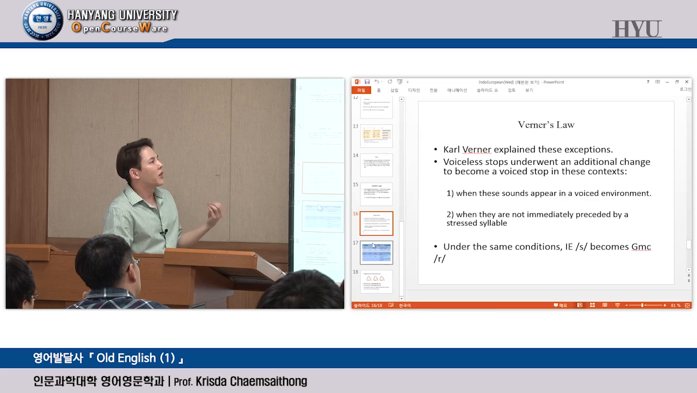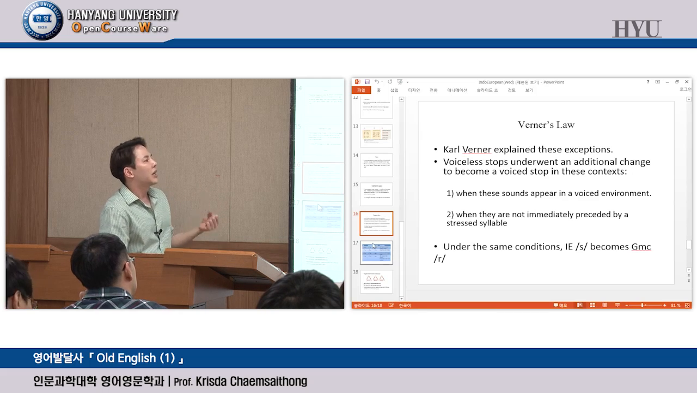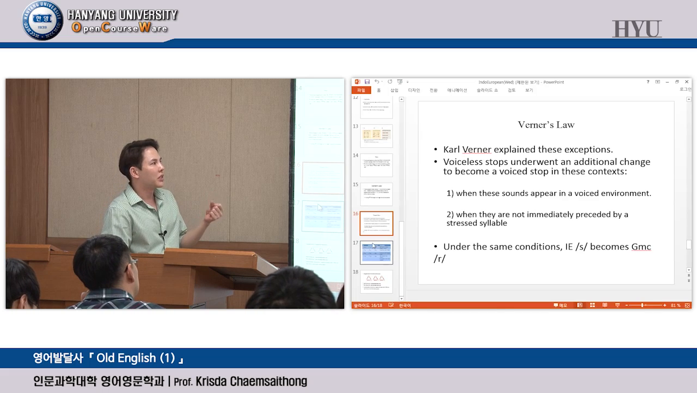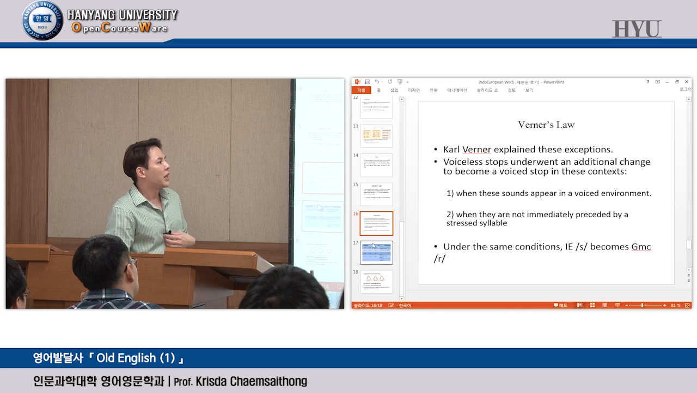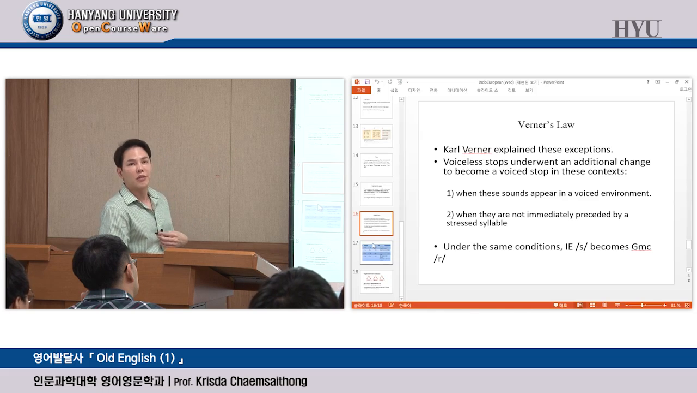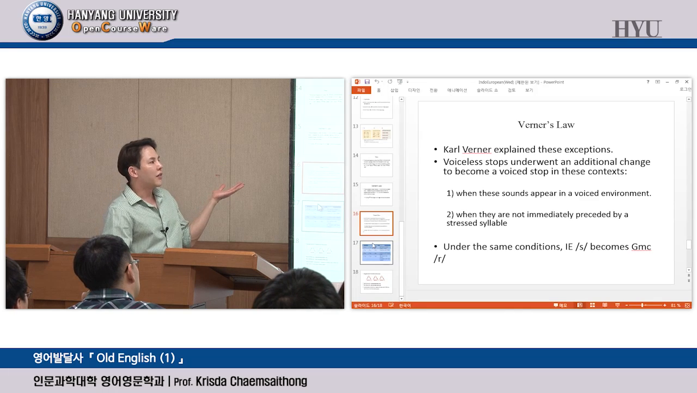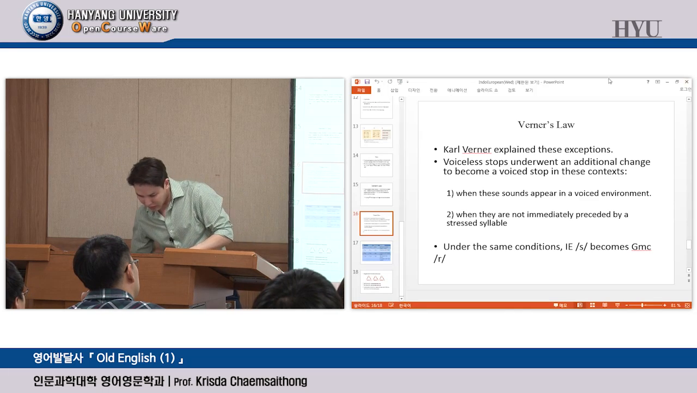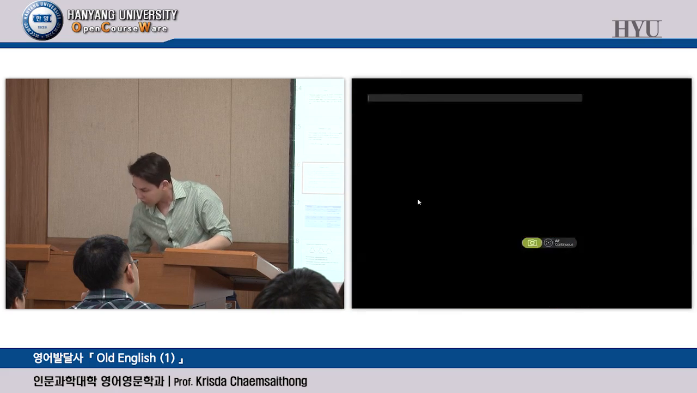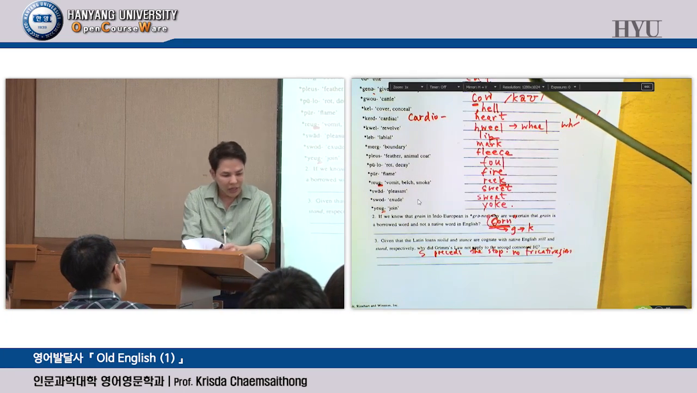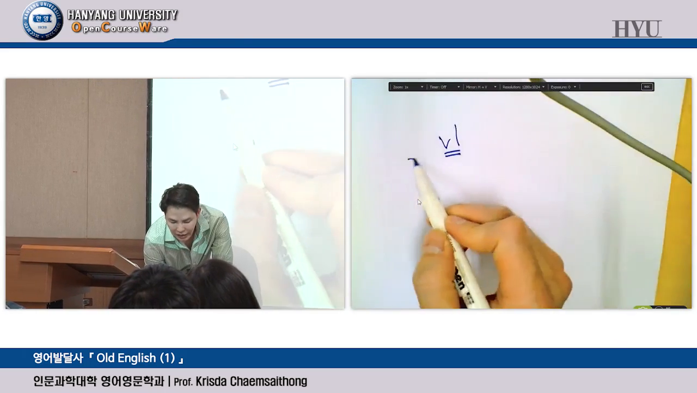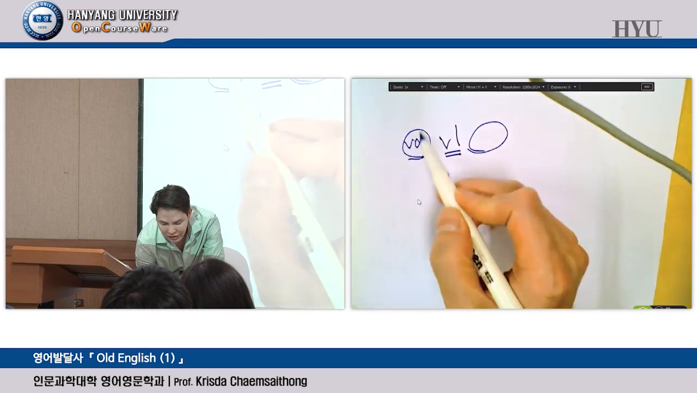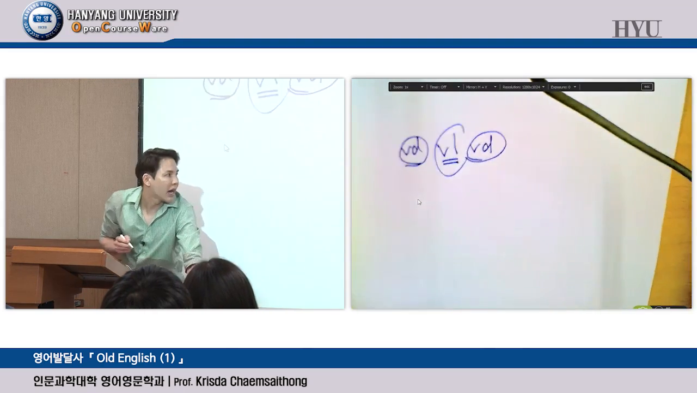But he said that voiceless stops underwent an additional change, one more step. In other words, to become a voiced stop in these contexts, so these are conditions, right? These are conditions when these sounds appear in a voiced environment, right? So this makes sense because if you have a voiceless sound in this position, and the sound before it and the sound after it is voiced, do you think this can stay as voiceless?